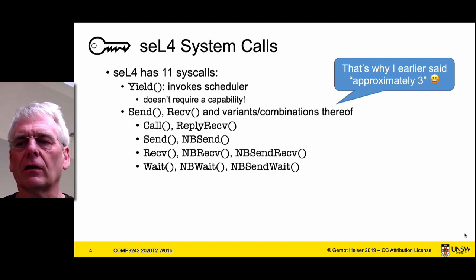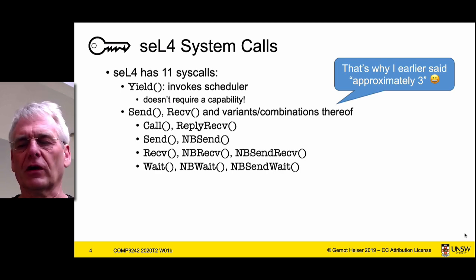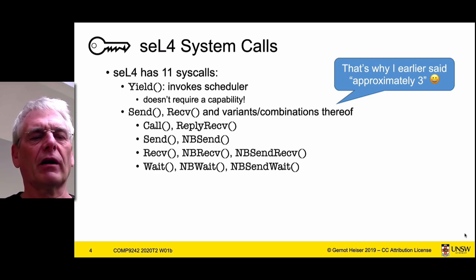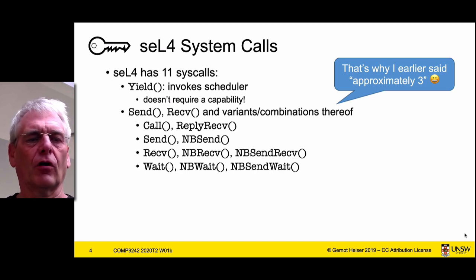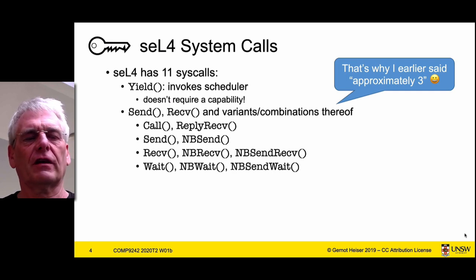So the 2 core operations we already encountered: this is call, which is what the client usually invokes, and reply receive, which is a typical server operation. Both combine a send phase and a receive phase. Then there is send only and a non-blocking version of it. So send will block until it can deliver a message. NB send will just try to deliver a message. If there's no receiver ready, it will drop it on the floor.